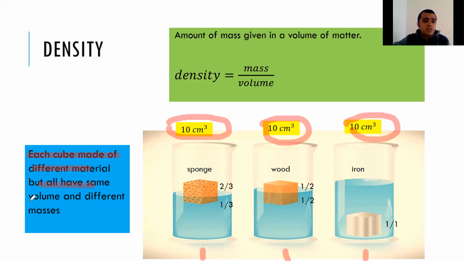But they all have the same volume, but different masses. How do I know they have the same volume, different masses? For example, you can just hold it, you can see that iron is heavier than the other two. Another way of doing it is that you have a container.